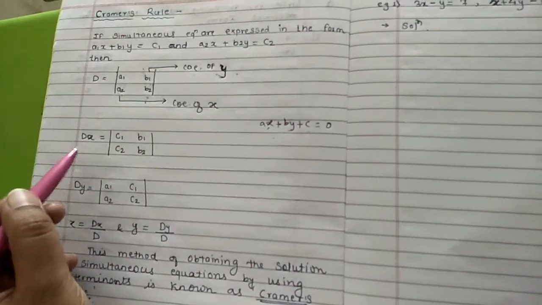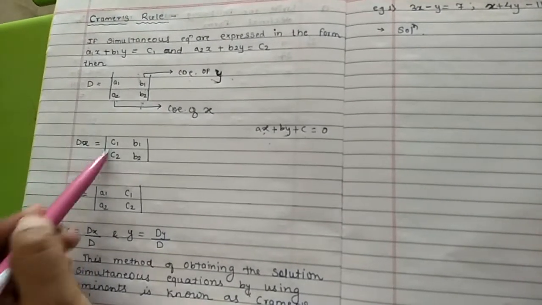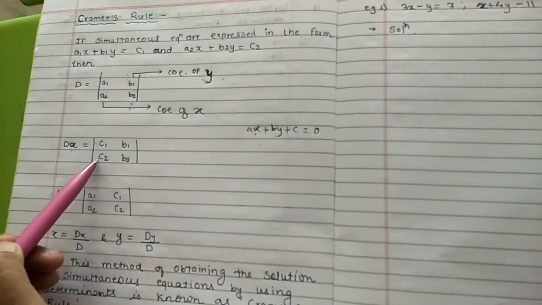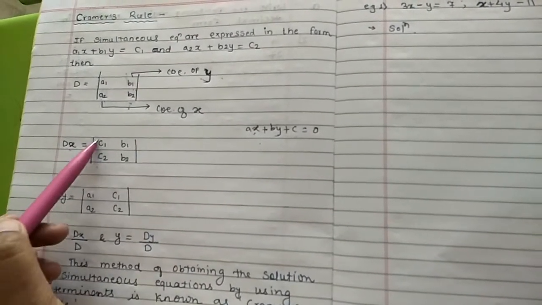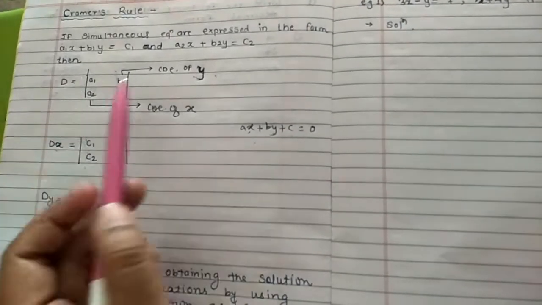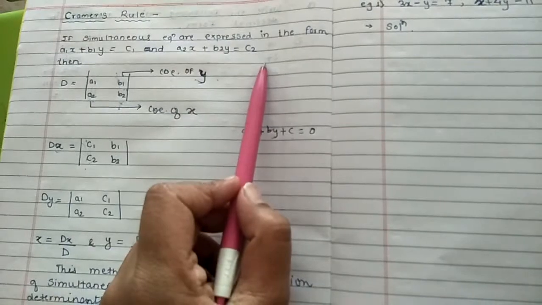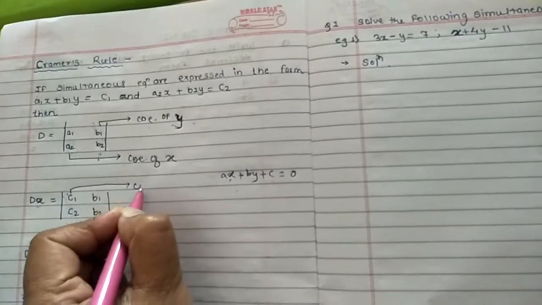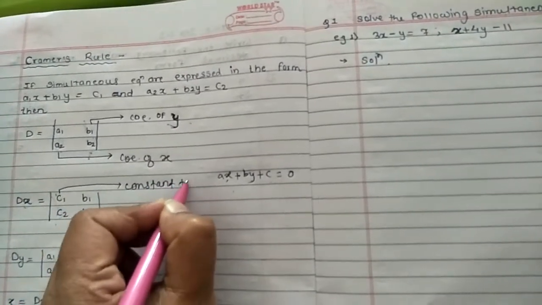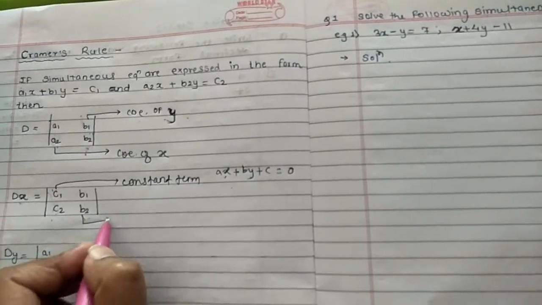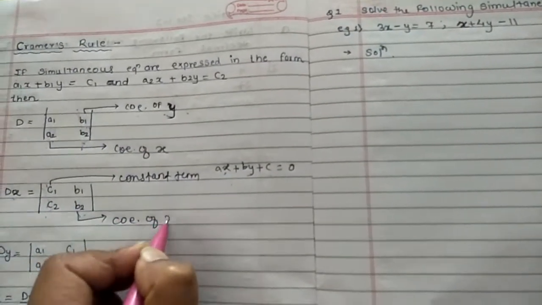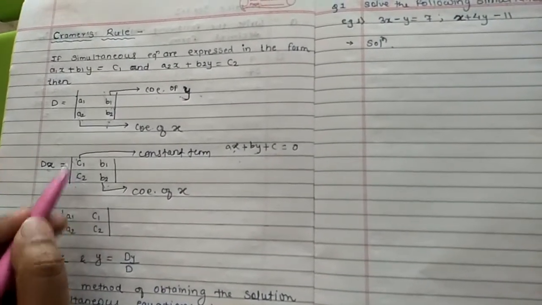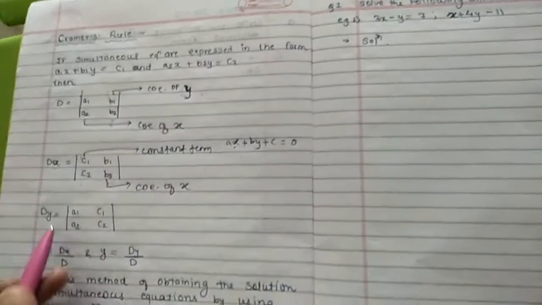So how are we going to find Dx? Dx is similar to this one. In the determinant you have written, for x there is no need to write a1, a2. The a1, a2, meaning the x coefficients, we are going to replace with the constant terms c1, c2. This c1, c2 is the constant term from the equations, and b1, b2 remain the coefficients of y. It means to find the determinant of x you have to replace the x coefficients with the constant terms, and the same for y.